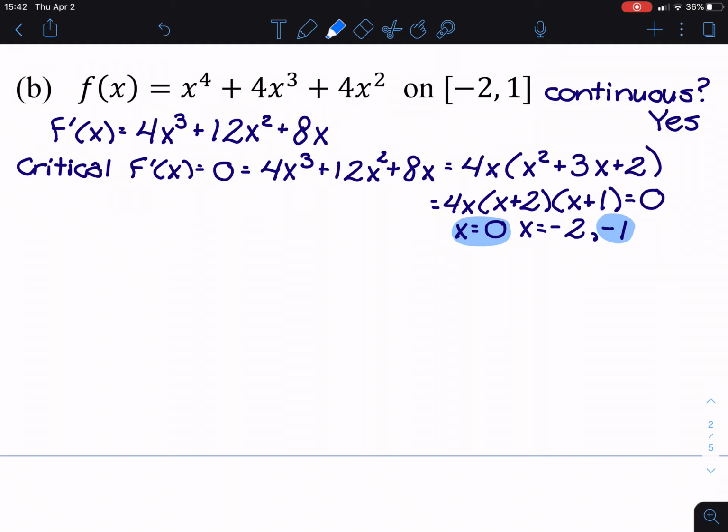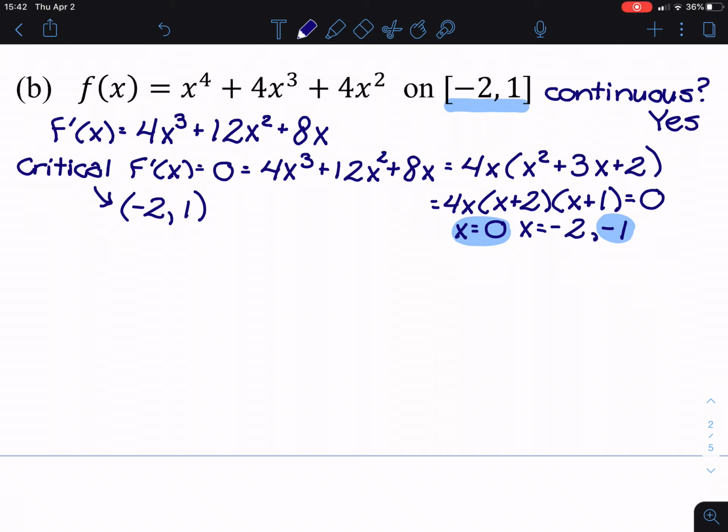And you may say, well, wait a minute, x equals -2 is in this interval right here. But something to keep in mind, critical numbers always go on the open interval. So from -2 to 1, but in the open interval. So -2 isn't a critical value in this case. But that's okay because we're still going to be able to take care of -2 when we check it as an endpoint.